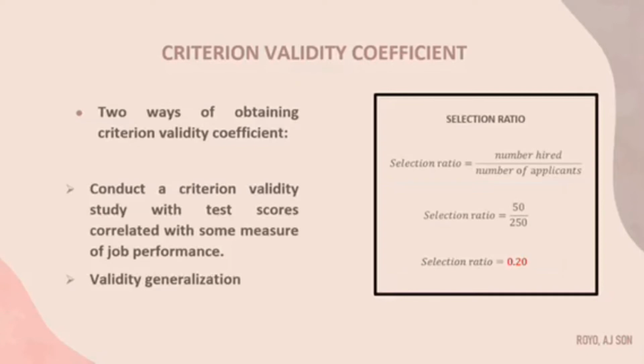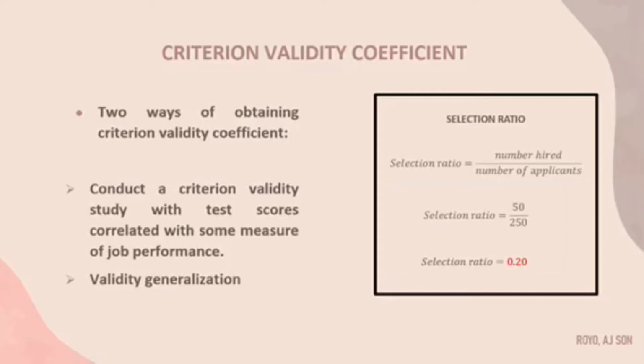Okay? Validity generalization typically involves correcting all of the correlations being examined for methodological and statistical limitations and flaws, and providing estimates of the correlation or results that would have been obtained in the absence of such limitations. And when the validity coefficient is higher, guys, the possibility that the test will be useful is also higher.